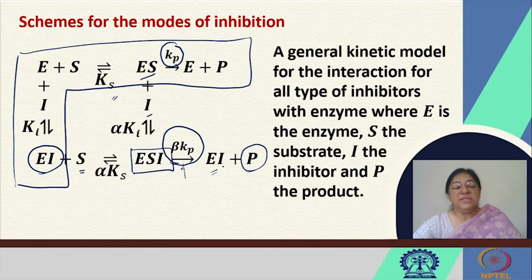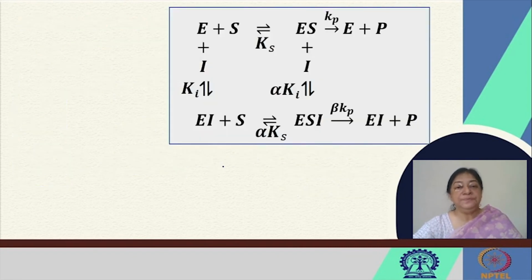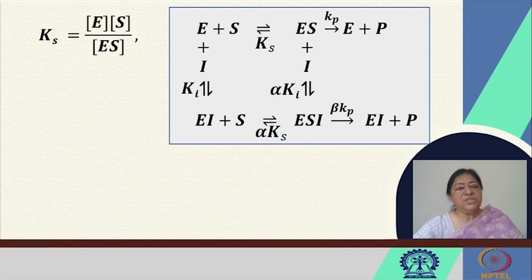So, this is a general kinetic model for the interaction for all types of inhibitors, where we have the enzyme, we have the substrate, we have the inhibitor, and we have the product. If we look at our general scheme of things, this is our overall scheme. Now, what is the information we can get from this scheme and how does it help us? First, we can find out what the Ks value is.